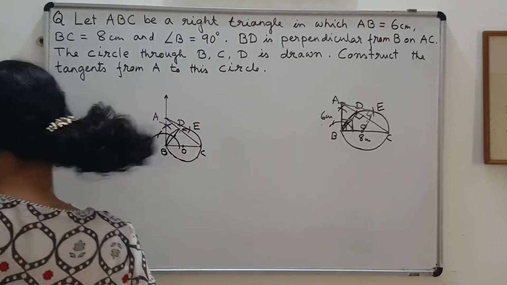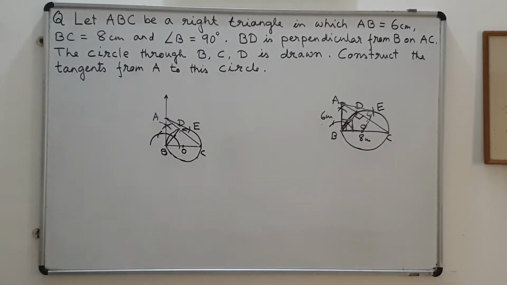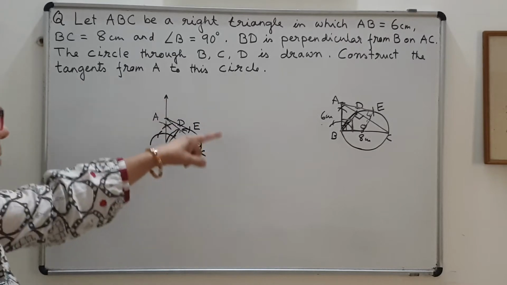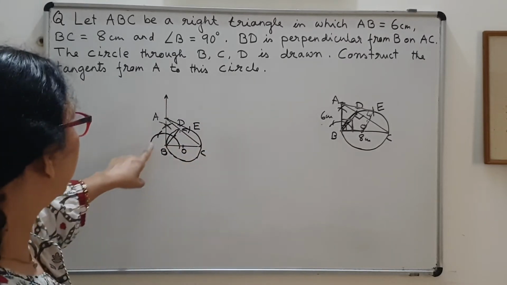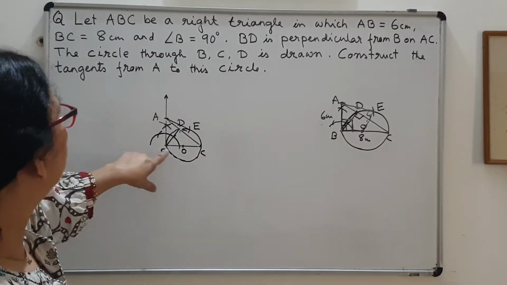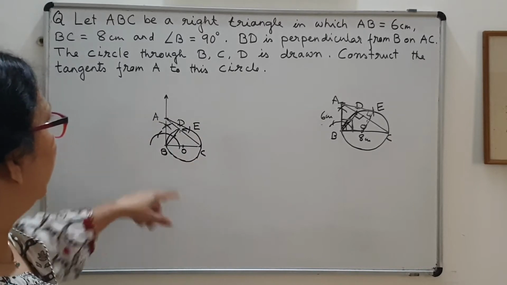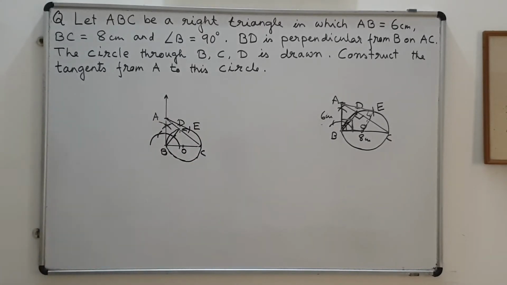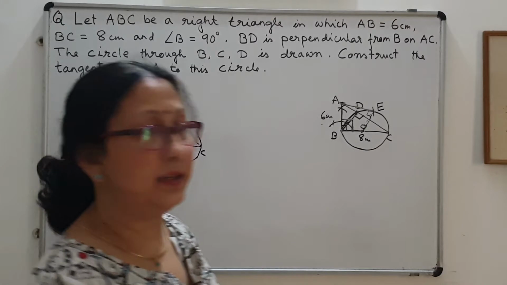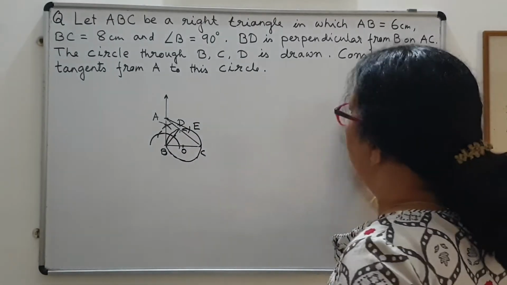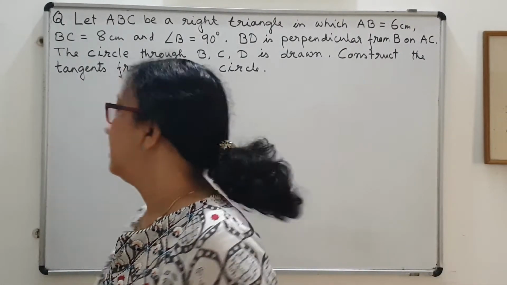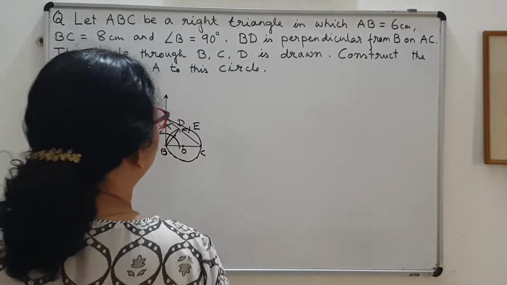Fine. So my construction is complete. It will look like this. I have drawn exactly to the scale. So if you draw it in your copy, you will get a figure like this. Now let me write the steps and justification. Both are very important. Without justification, this construction is incomplete. Now let me write down the steps.